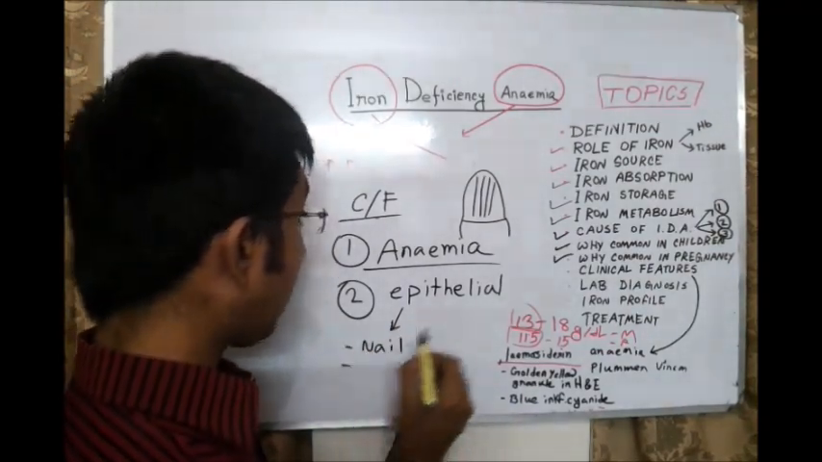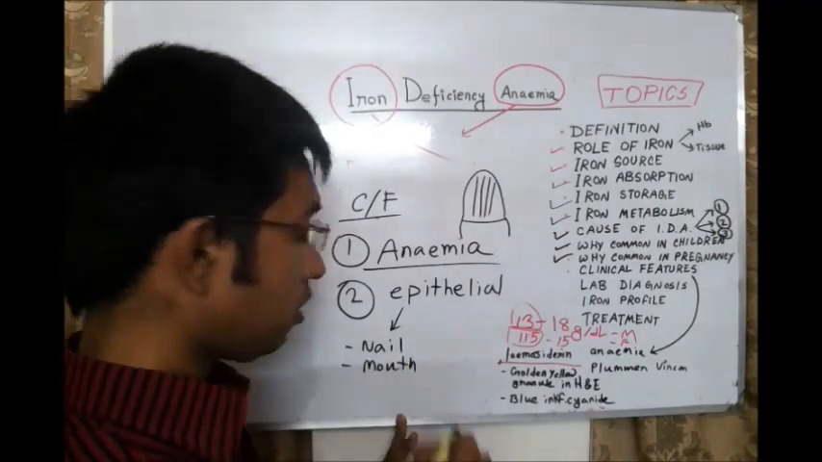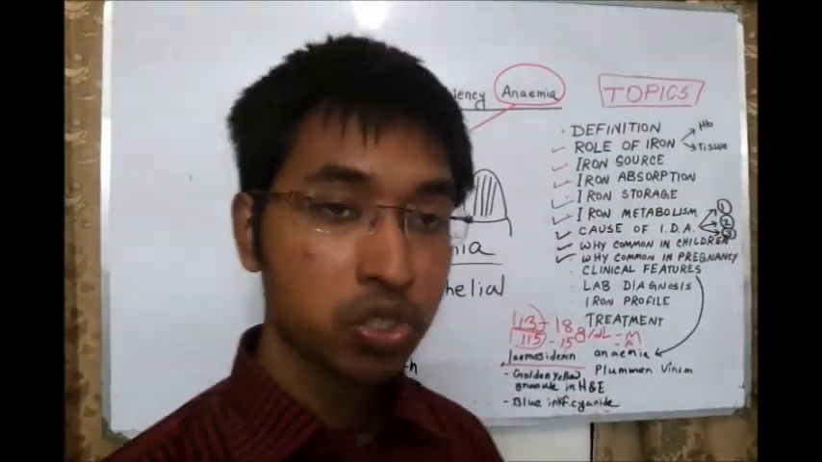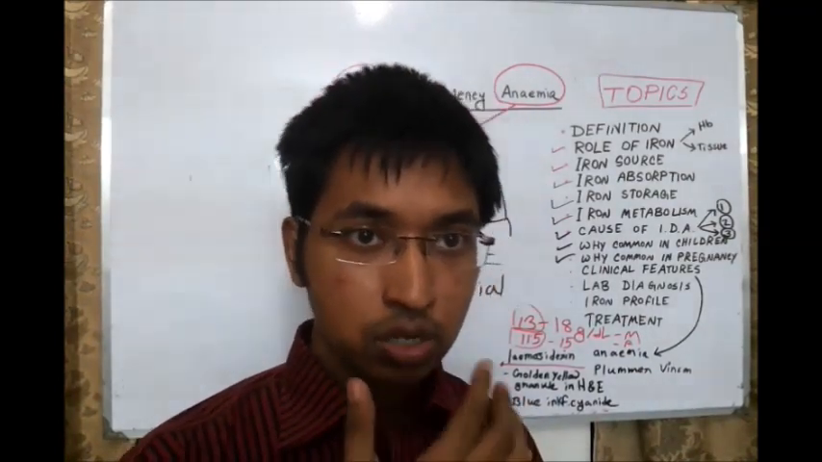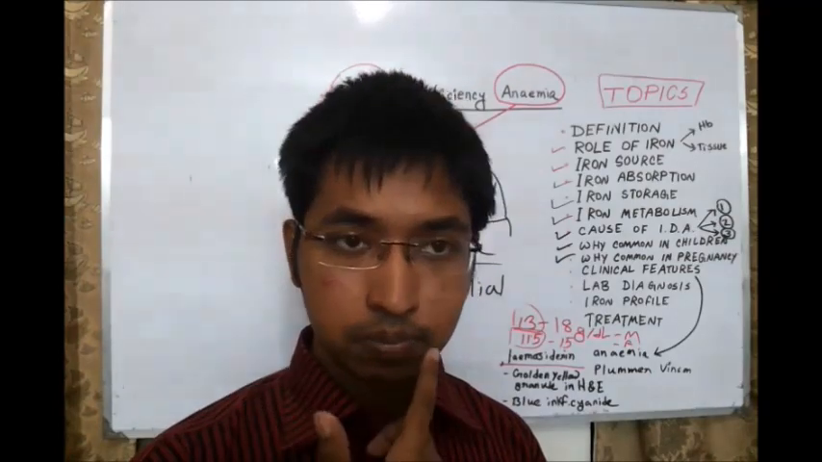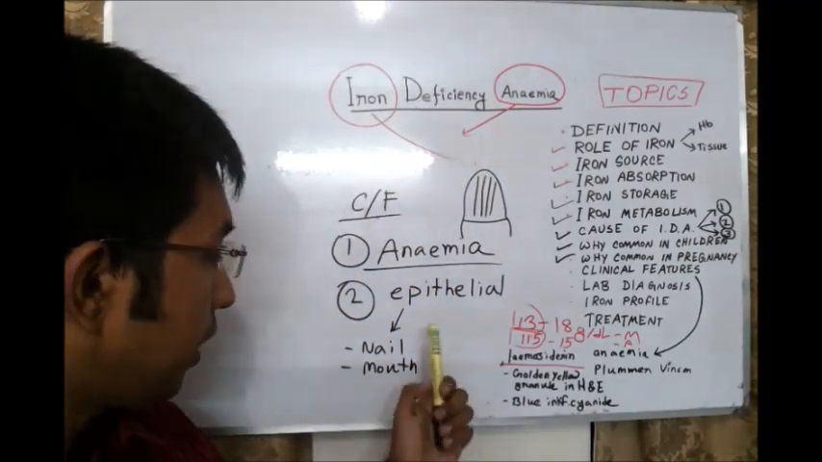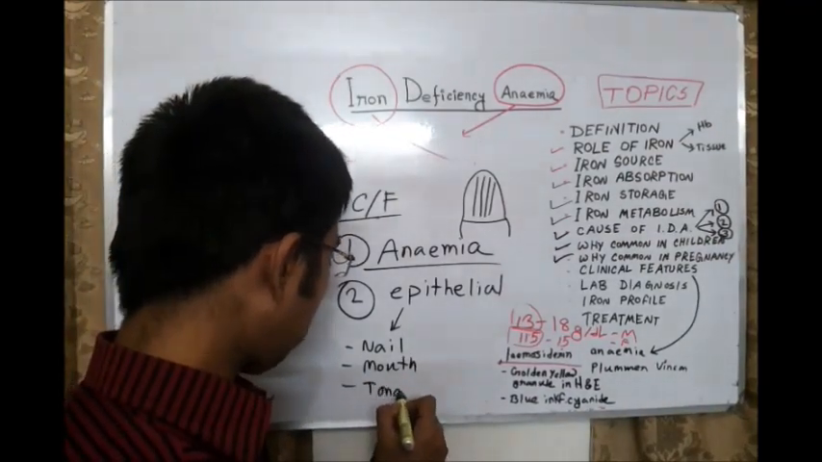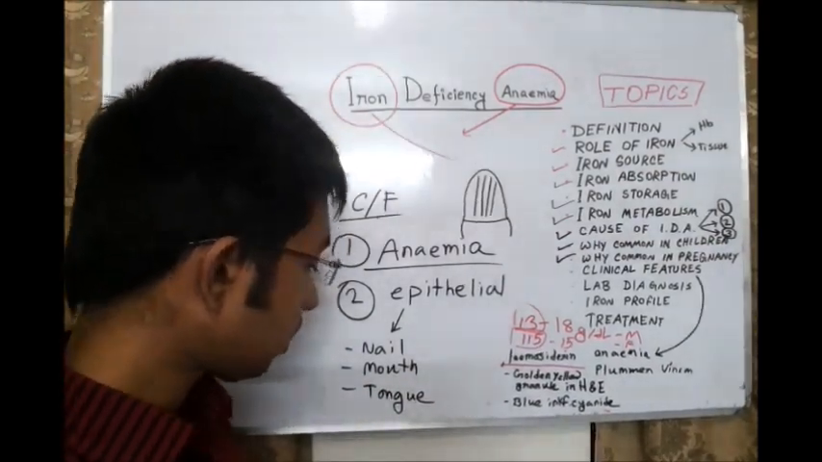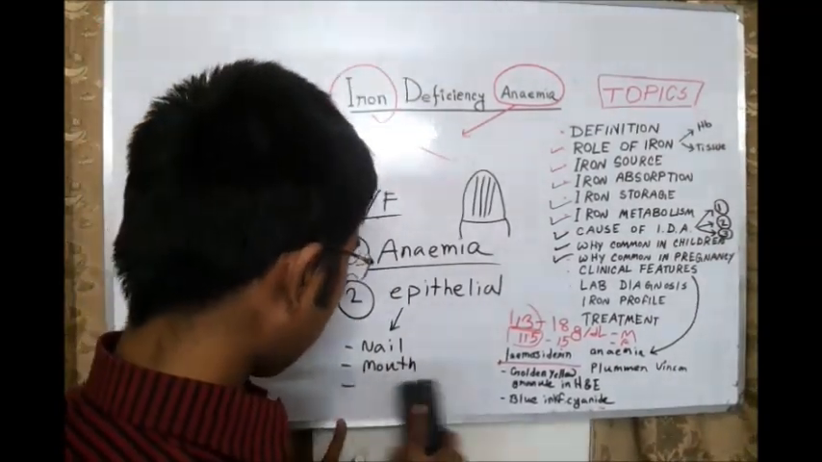What will happen to the patient's mouth? There may be angular stomatitis. That means there will be some ulceration-like feature in the angle of the patient's mouth. And what else? There will be some problem in the patient's tongue. What will happen in the patient's tongue?